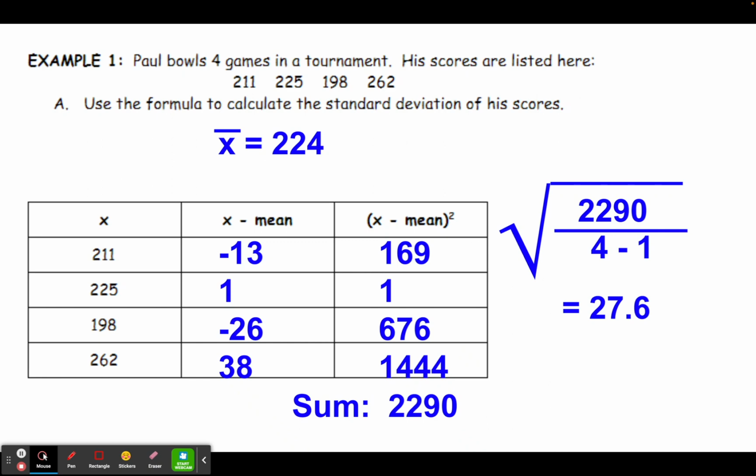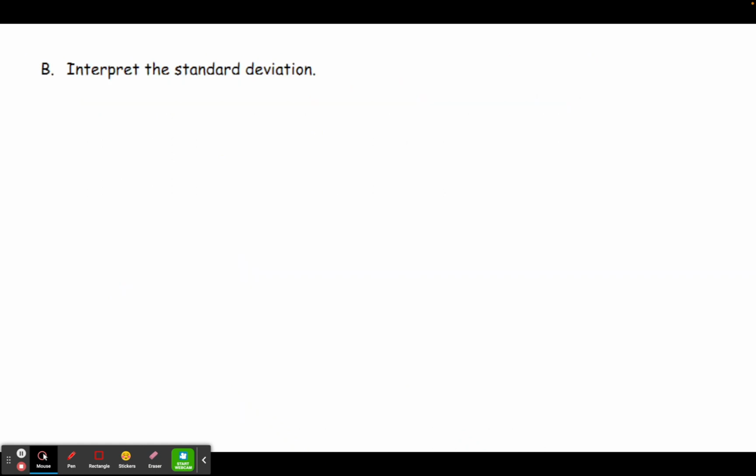All right, so the formula is not super complicated, but you can imagine that if you had a large data set, it would be very time consuming to do this by hand. So we're also going to show you how to do this on the calculator. First, let's interpret the standard deviation though.